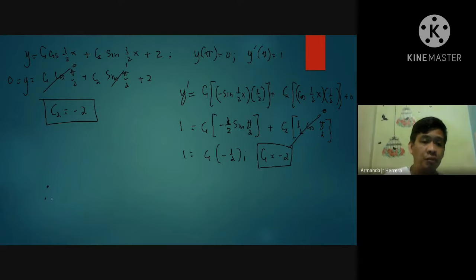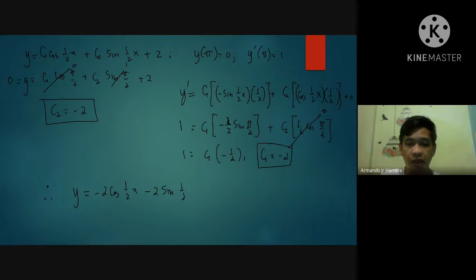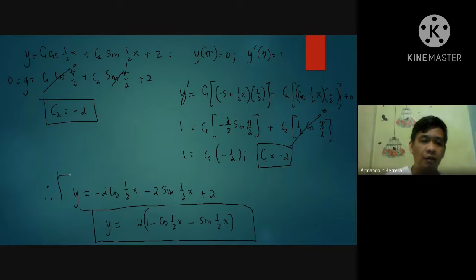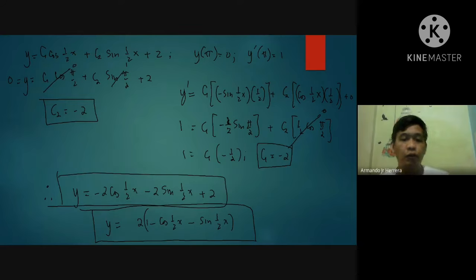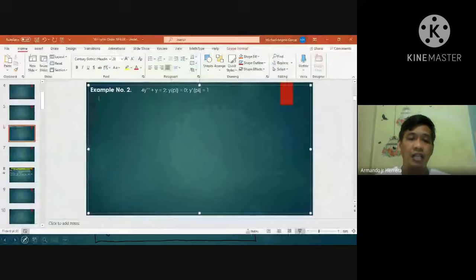So therefore, our particular solution y is equal to C1. The value of C1 is negative 2 cosine 1/2 x minus 2 sine 1/2 of x plus 2, or 2 times the quantity 1 minus cosine 1/2 x minus sine 1/2 of x, by factoring 2 out. So that will be our particular solution to that differential equation.